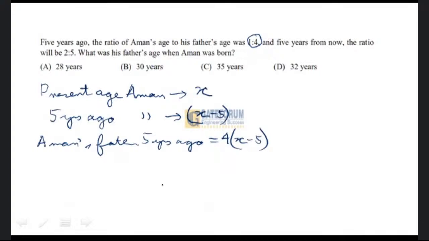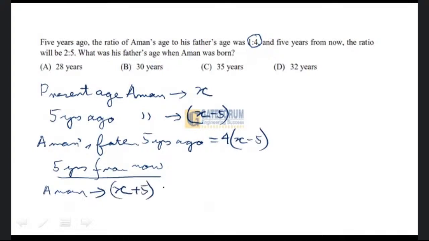Now, what would be the age of Aman 5 years from now? Obviously, 5 years from now, it would be x plus 5. Aman's age would be x plus 5, and Aman's father's age would be how much? It would be 4 into x minus 5 plus 10, because this was the age of Aman's father 5 years ago, so plus 10 must be added. So 4x minus 20 plus 10 is equal to 4x minus 10.